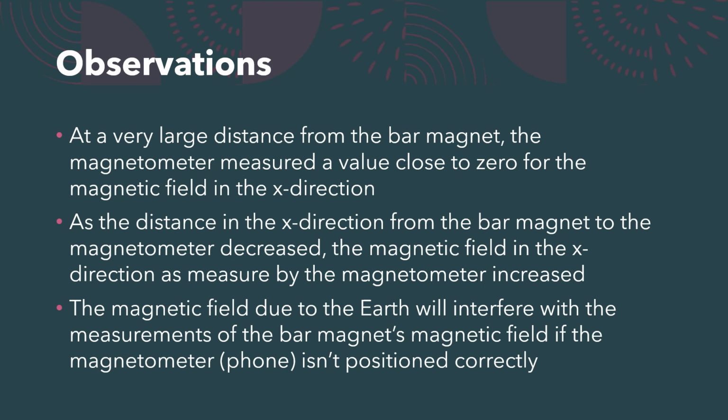At a very large distance from the bar magnet, the magnetometer measured a value very close to 0 for the magnetic field in the x direction. As the distance in the x direction from the bar magnet to the magnetometer decreased, the magnetic field in the x direction as measured by the magnetometer increased. The magnetic field due to Earth will interfere with the measurements of the bar magnet's magnetic field if the magnetometer on the phone is not positioned correctly.